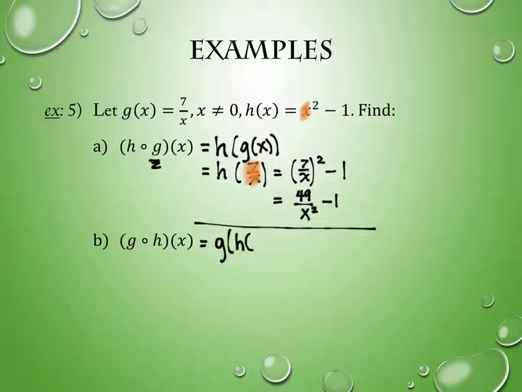This one says g of h of x. What is h of x? Yeah, it's x squared minus 1. So what am I going to do now with x squared minus 1? Now we're going to substitute it in the x in the g of x equation. So here's my g of x equation right here. And I'm going to replace the x, which is in the denominator, with it. So that's 7 over x squared minus 1. If you were to do the domain, what can x not equal there? Yeah, positive 1 and negative 1.